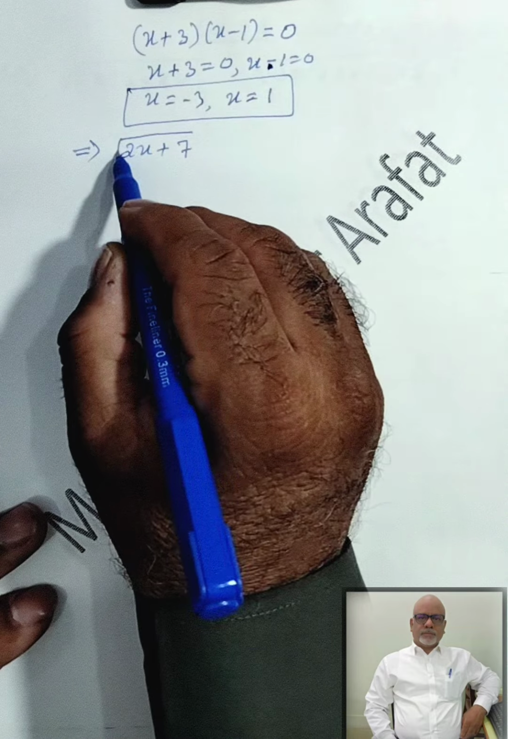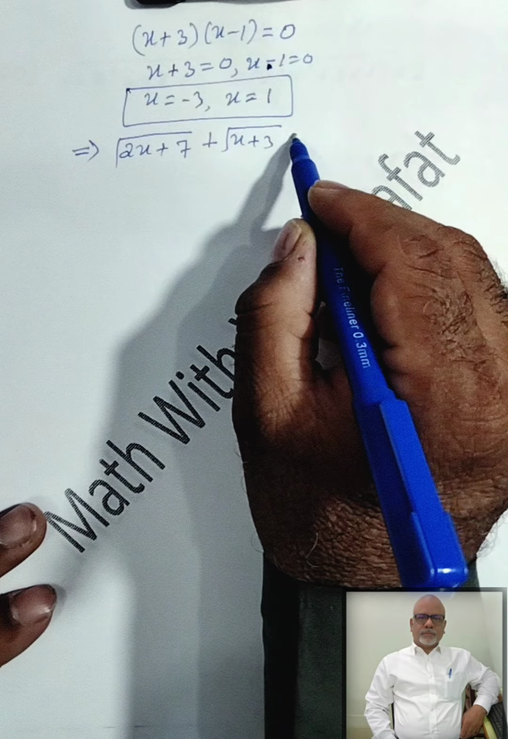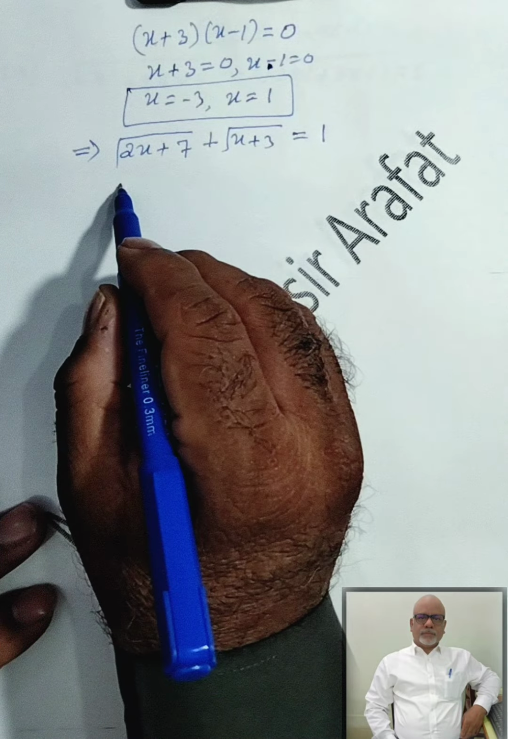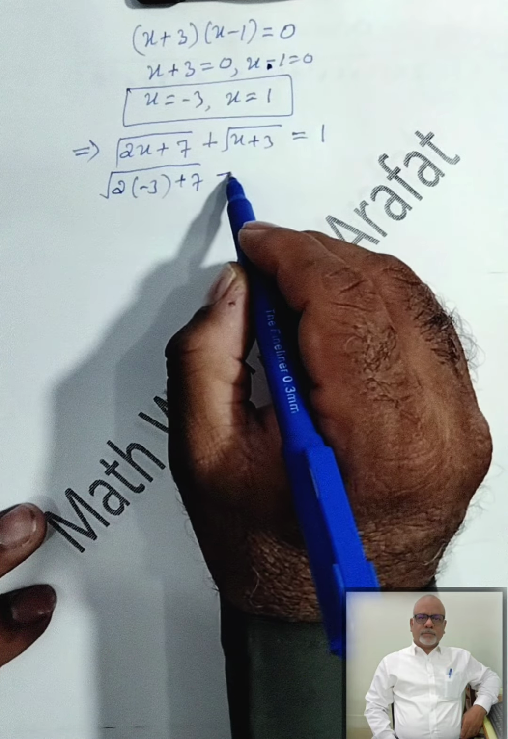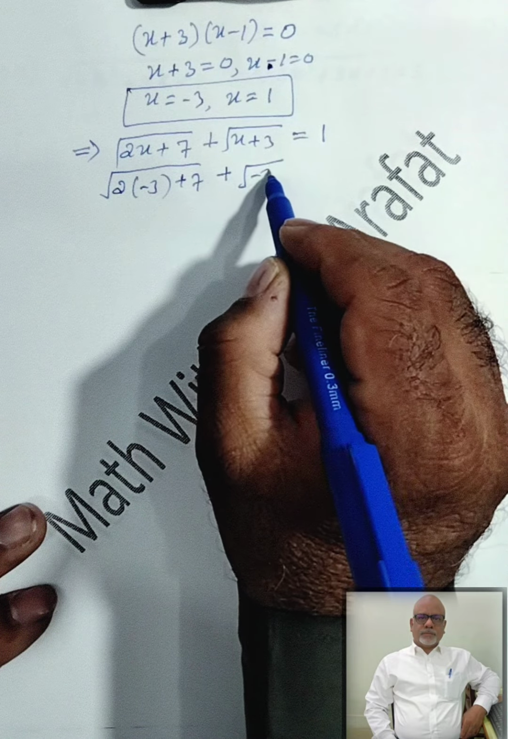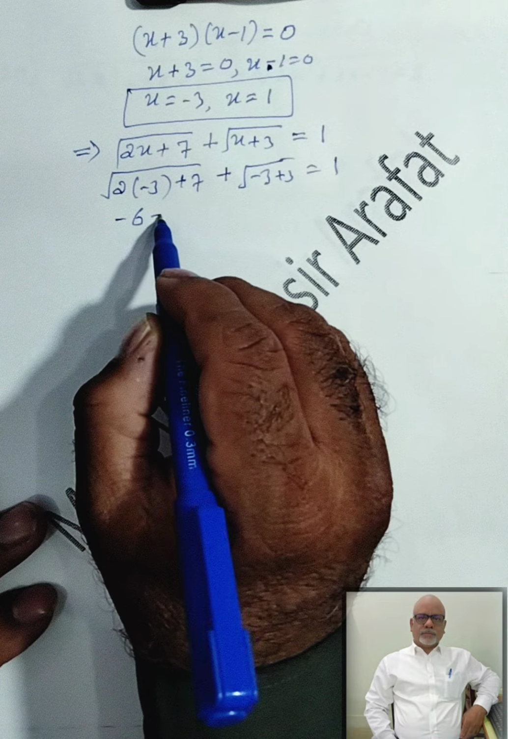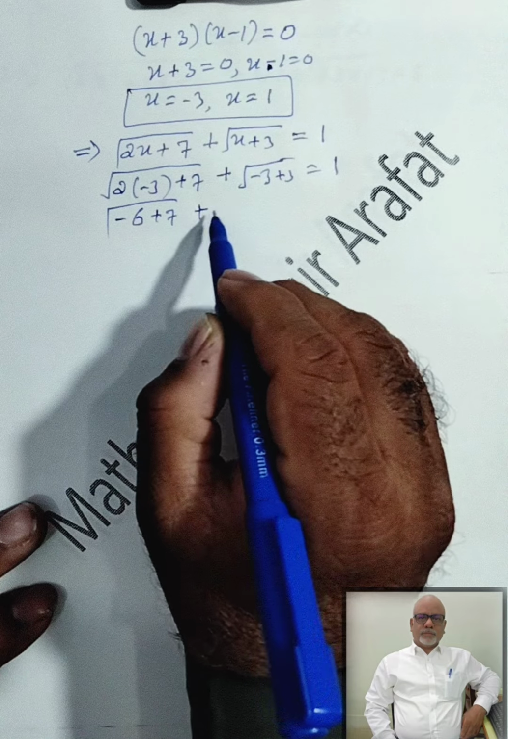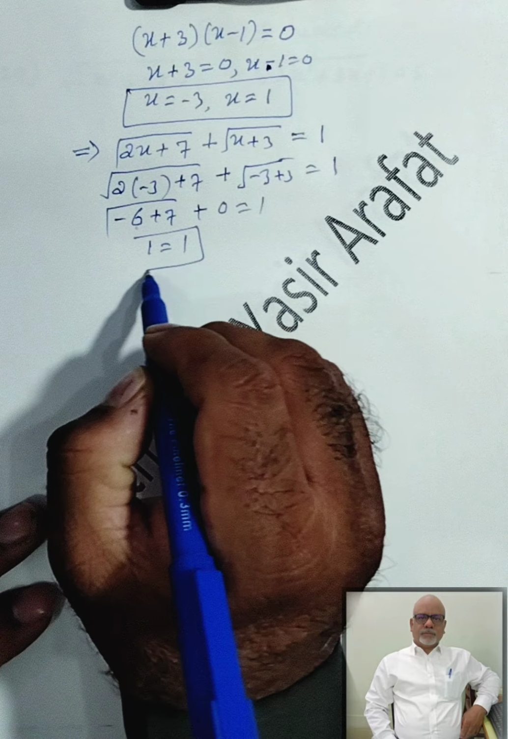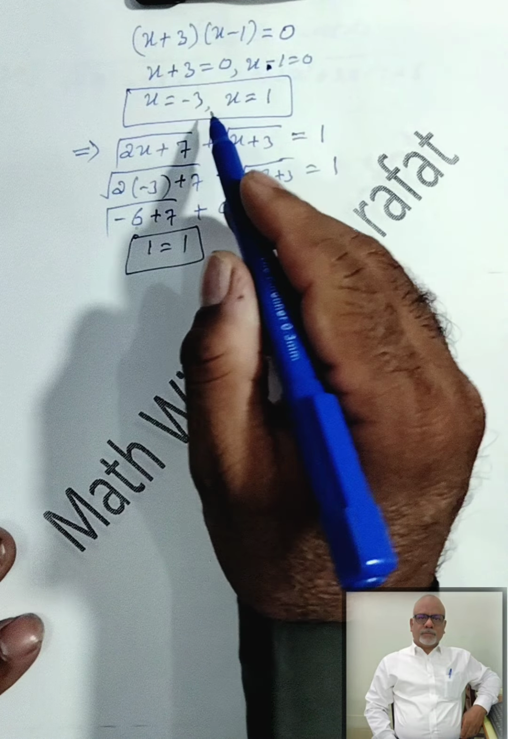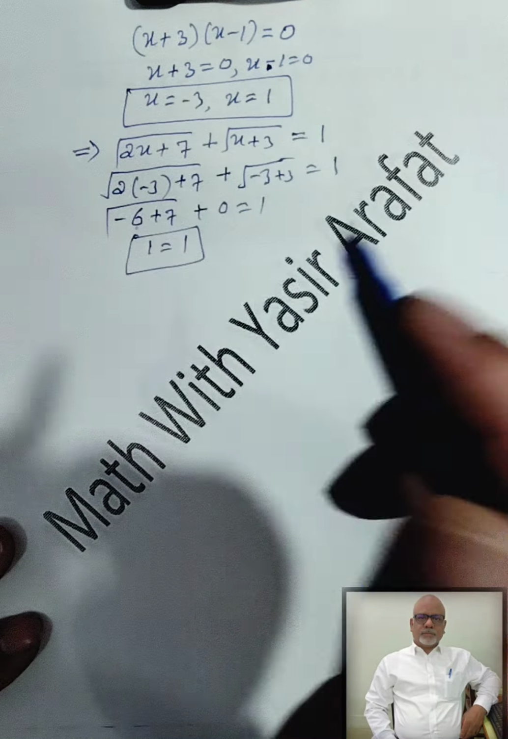Radical 2x plus 7 plus radical x plus 3 equals to 1. Now we have to put value x equal to minus 3 to check whether it is the root of this equation or not. Minus 3 plus 3 equal to 1. 2 3s are 6, plus 7 plus 0, and 7 minus 6 means 1, radical 1, so 1 is equal to 1. So x is equal to minus 3 satisfies this equation. That means x is equal to minus 3 is the root of this equation.